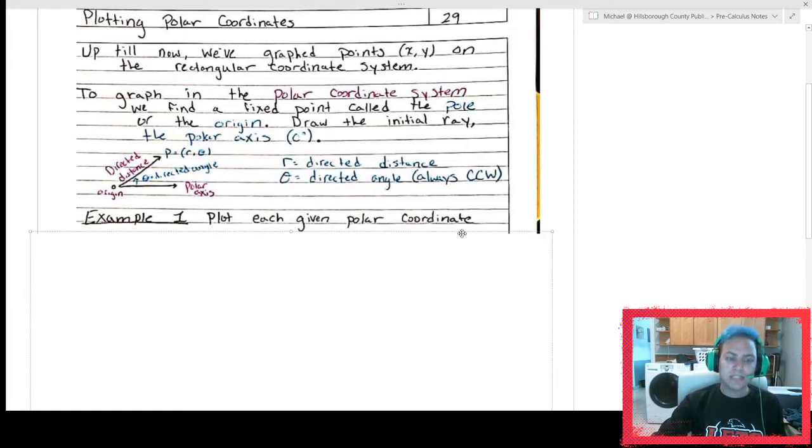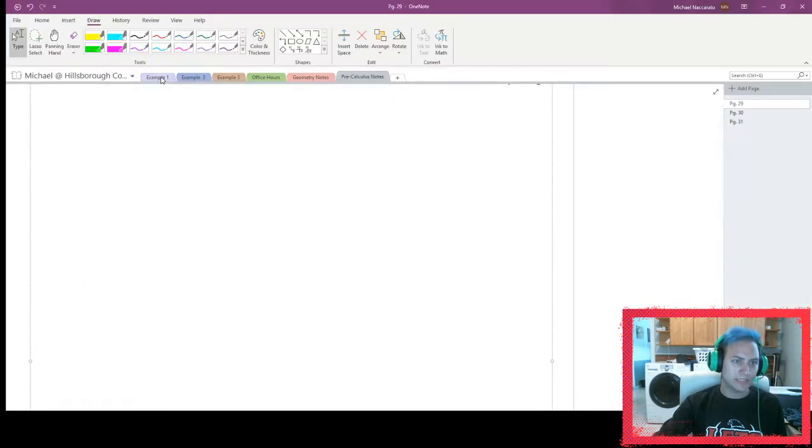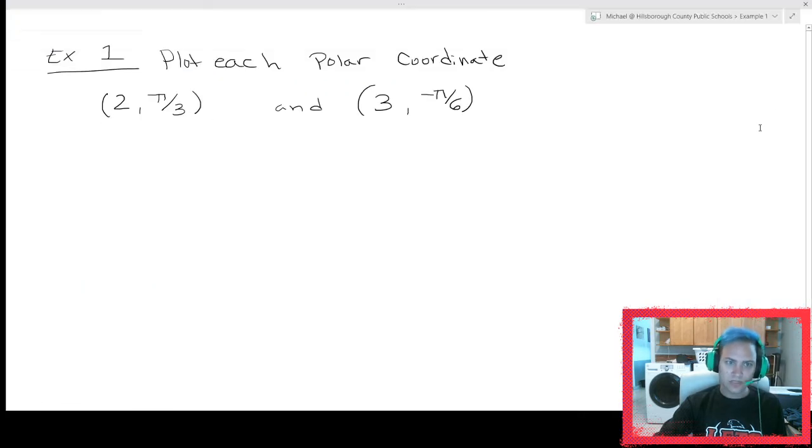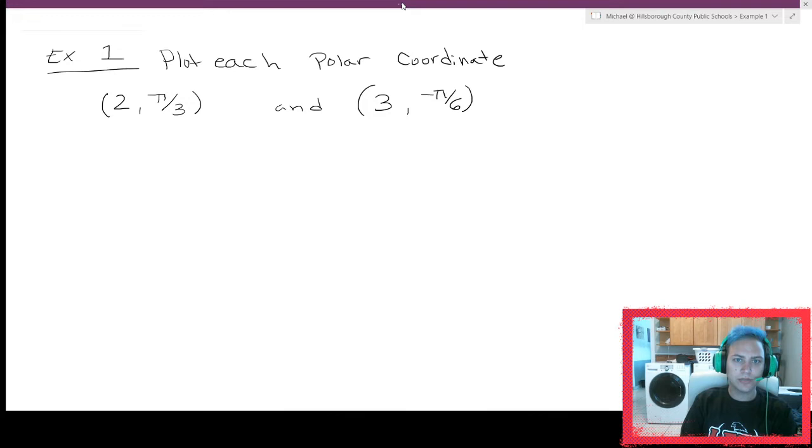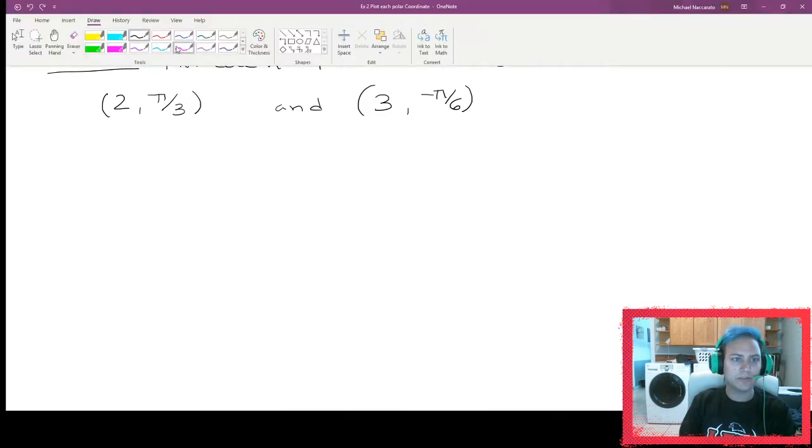So my first example is we're going to plot the given polar coordinates. So let me jump over to my example 1. Let's plot each polar coordinate, and I had two practice problems for example 1: plotting the polar coordinates given below. I have 2 and pi over 3, and 3 and negative pi over 6. The first part is going to be a little bit tough.